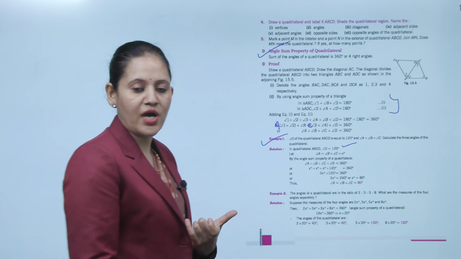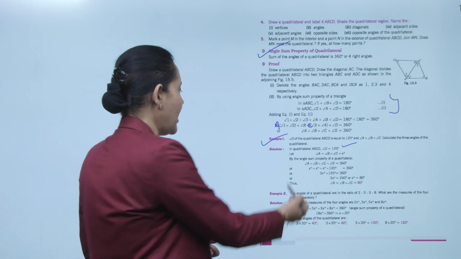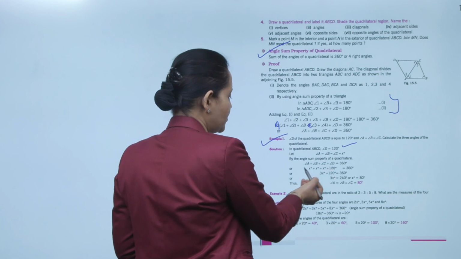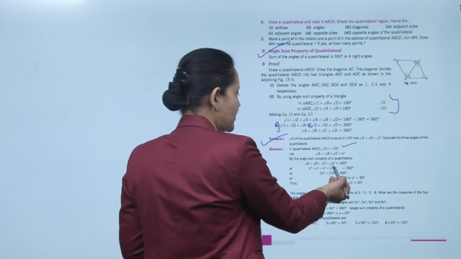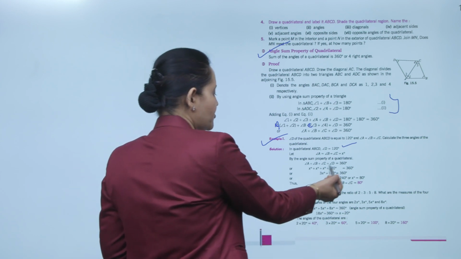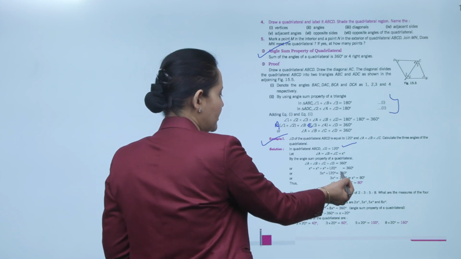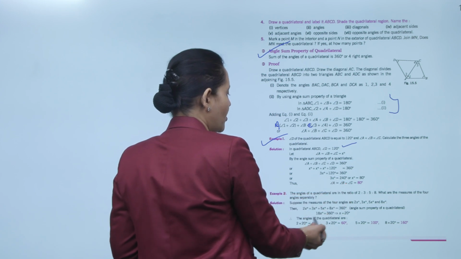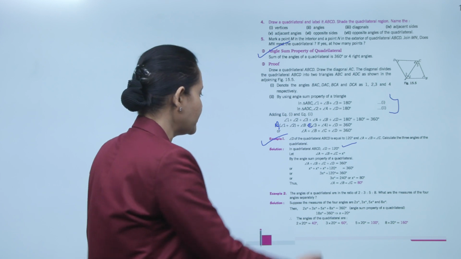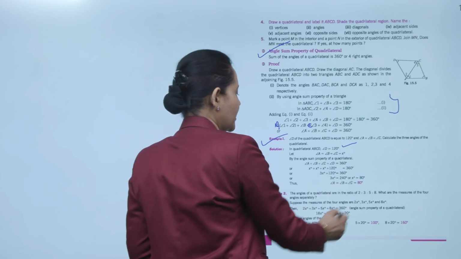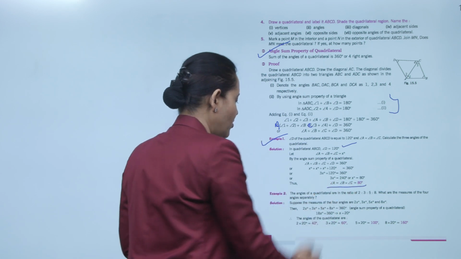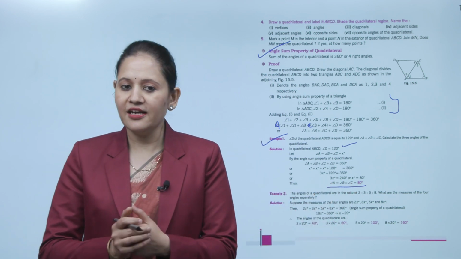Now, according to the angle sum property of a quadrilateral, angles A, B, C and D equal 360 degrees. So, x plus x plus x plus 120 degrees equals 360 degrees. So, 3x plus 120 equals 360 degrees, 3x equals 360 minus 120, that is equal to 240 degrees, x equals 80 degrees. So, angles A, B and C will be equal to 80 degrees. Clear?